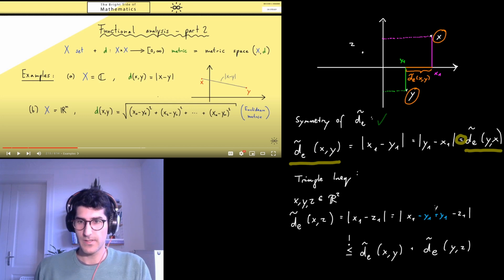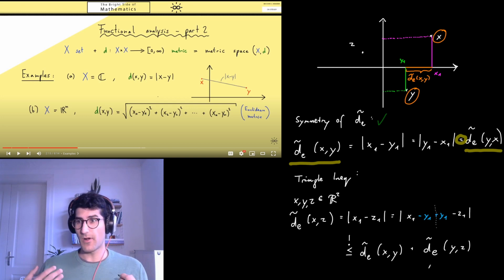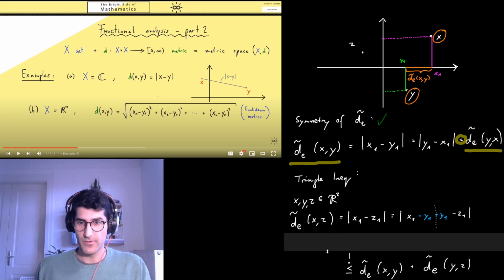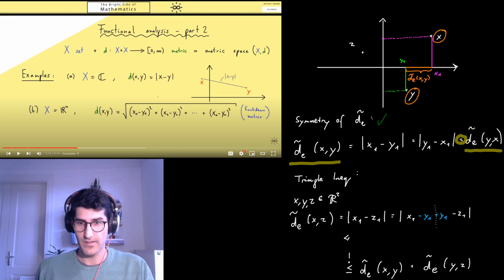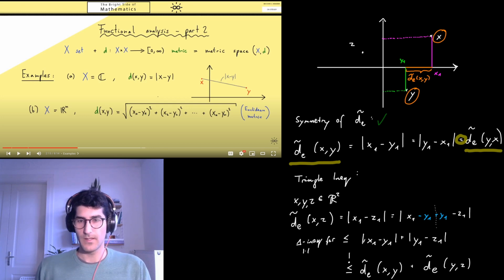And now we use the triangle inequality that we already know for the absolute value. So you see, knowing about the absolute value really pays off in these types of proofs. So we use the triangle inequality for the absolute value. And we get absolute value of x1 minus y1 plus absolute value of y1 minus z1 by the triangle inequality for the absolute value.